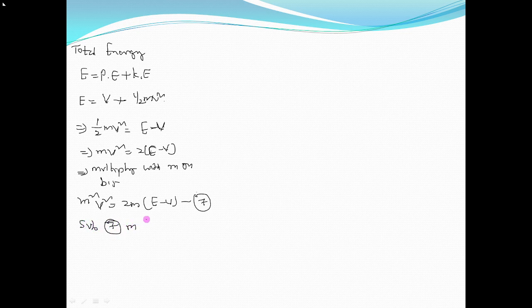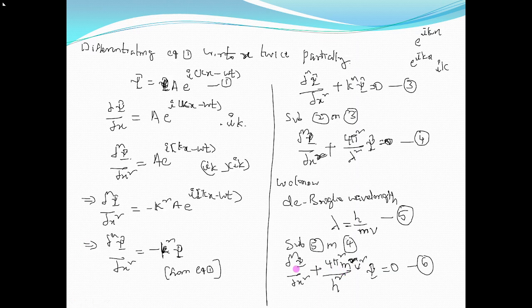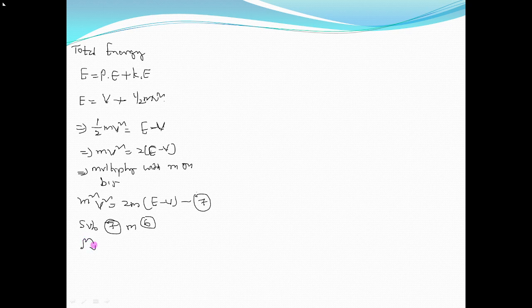Substitute 7 in 6. So if I substitute 7 in equation number 6, I'll get ∂²ψ/∂x² + (4π²/h²) × 2m(E − V)ψ = 0. Instead of m²v², we got 2m(E − V).